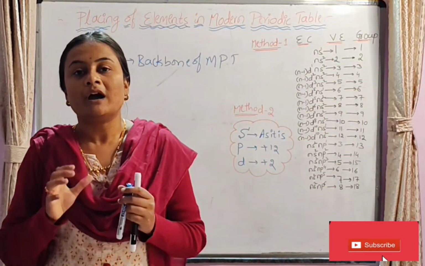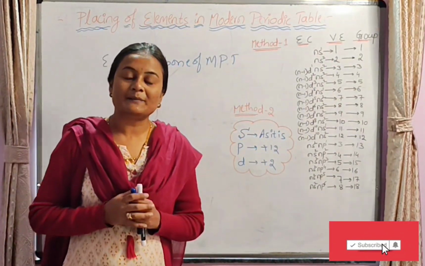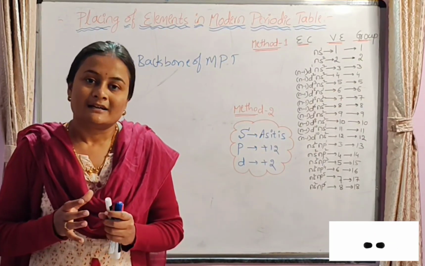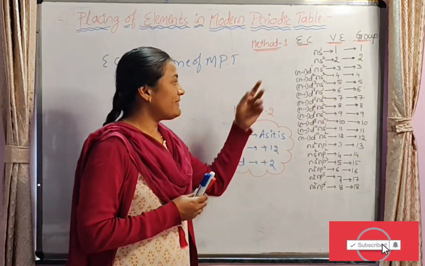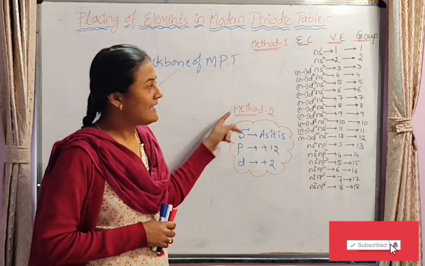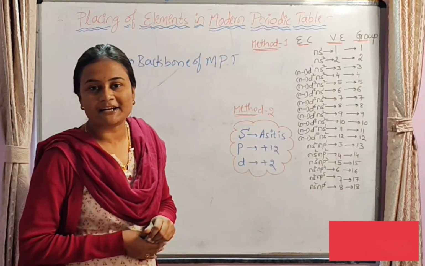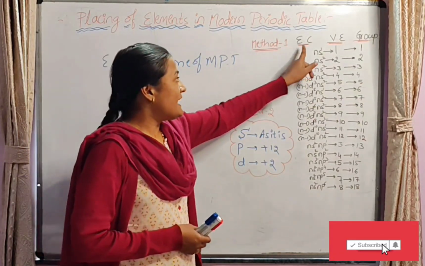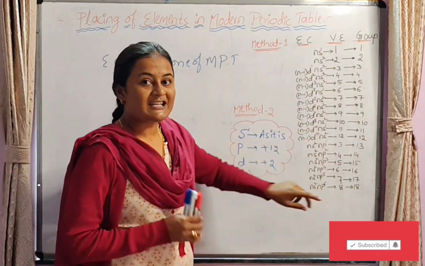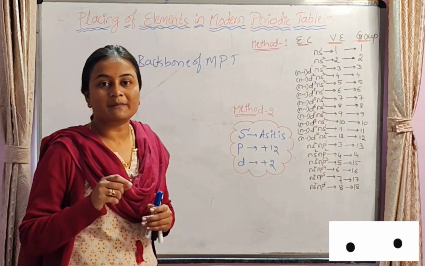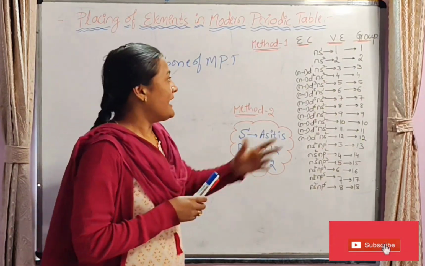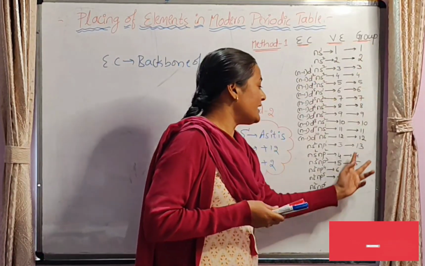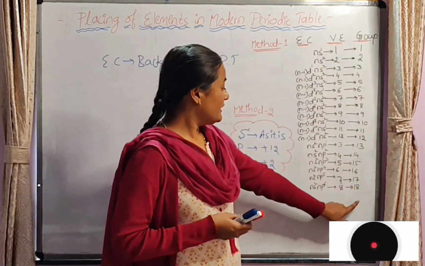Now, how to place the elements in the modern periodic table in different groups and different periods. This is learned by using these two methods: this is the unofficial method and this is the official method to place the elements in different periods and groups. Method 1 tells that, here this is the valence shell electronic configuration. Valence shell means the last shell electronic configuration, and here VE is valence electron, the electrons present in the valence shell, and here this is the group number. There are 18 groups, 1 to 18.